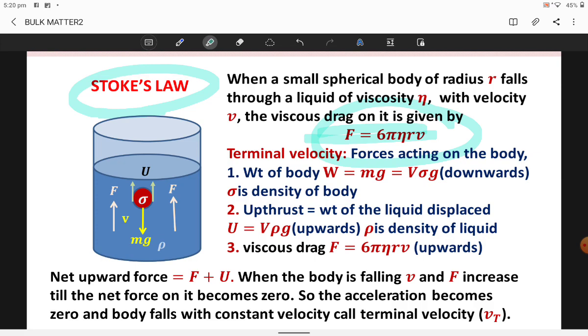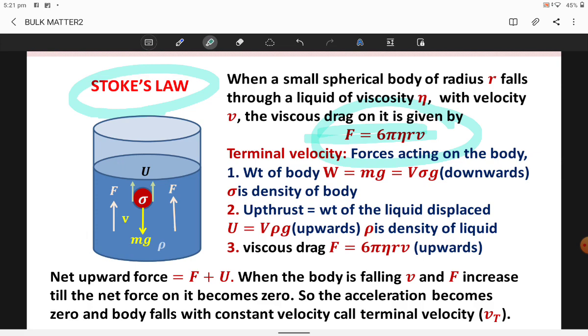Now you must be wondering that a new term has come over here, terminal velocity. For the time being, just remember that there is a velocity, terminal velocity. So the force is given by 6 pi eta r v. Don't ask me how this relation has come. You can prove this relation through dimensional analysis, okay, and some other way also you can prove that the relation is true.